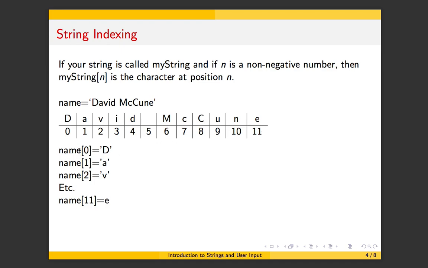So all that to say, if the string is called name, that's the name of the string, then if you put square brace and then a number in between, it's just going to read off to you the character at that spot. So the 0th character is D, character 1 is A, character 2 is V, etc., all the way up to character 11, which is E. So name square brace 7 would be a lowercase c. Name square brace 8 would be an uppercase C.